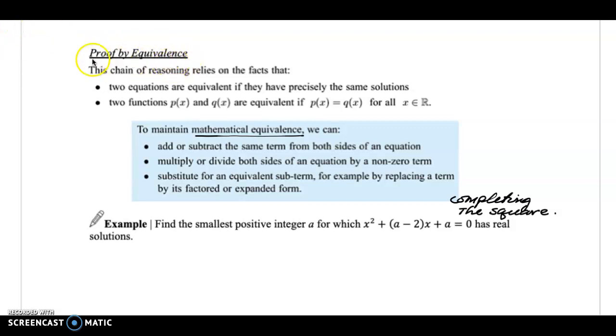Okay, in this video we're going to talk about proof and equivalence. This is the chain of reasoning that relies on the facts that two equations are equivalent if they have precisely the same solution. Two functions p of x and q of x are equivalent if p of x is equal to q of x for all x element of real numbers. To maintain mathematical equivalence, we can add and subtract from both sides, and multiply and divide both sides by non-zero terms.